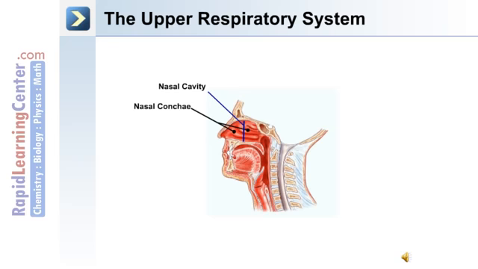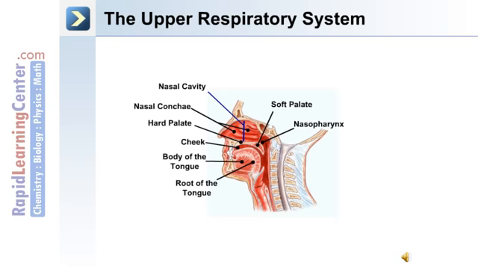The nasal cavity, as we mentioned, contains the nasal conchae. And the nasal cavity is separated from the mouth through the hard palate and soft palate. At the posterior end of the nasal cavity is the nasal pharynx. Structures of the mouth include the cheek, the body of the tongue, and the root of the tongue.